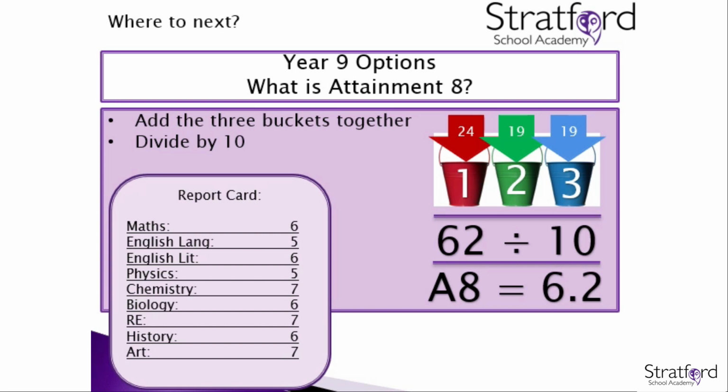Each of the buckets are then added together. In this case, that makes 62, and are divided by 10 to give an Attainment 8 score. In this case, the child received an Attainment 8 score of 6.2.